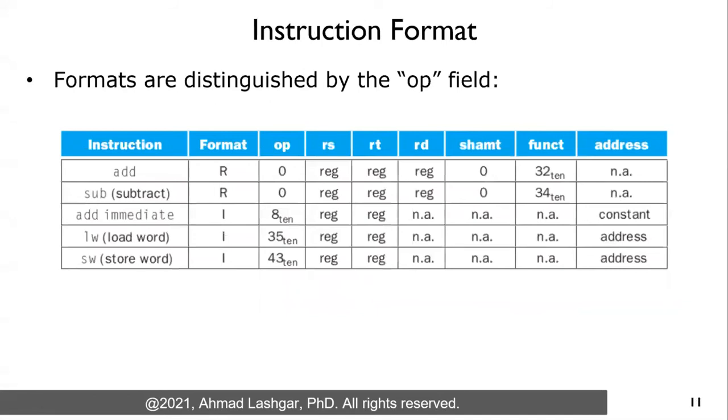Instruction formats are distinguished by the OP field. The OP field is common between all types of instructions. The machine reads this field from the 32-bit instruction word, figures out the instruction format, and then based on that, reads the remaining fields. If it's I-type, it reads 4 fields. If it's R-type, it reads 6 fields.